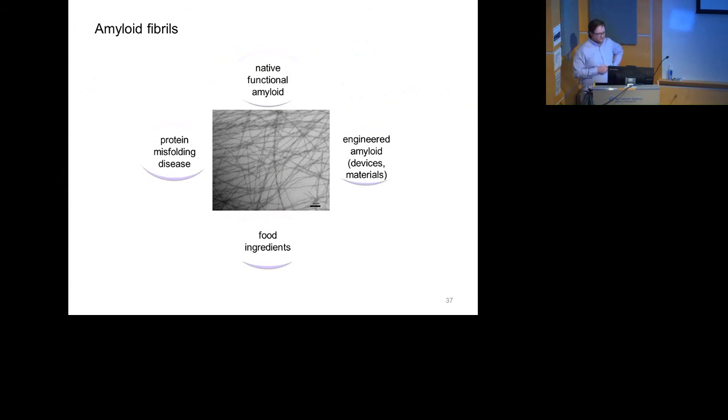Basically, I went down this path of looking at amyloid fibrils. It started out with everybody being interested in amyloid fibrils because of protein misfolding disease. Then more people turned their attention to functional amyloid, and also engineering amyloid, and potentially intentionally adding them into food as food ingredients, or perhaps they're already being formed in some food process. That's where we're going in our lab. And thanks.